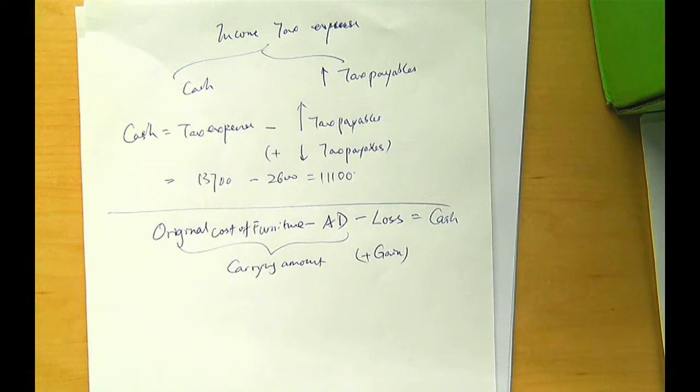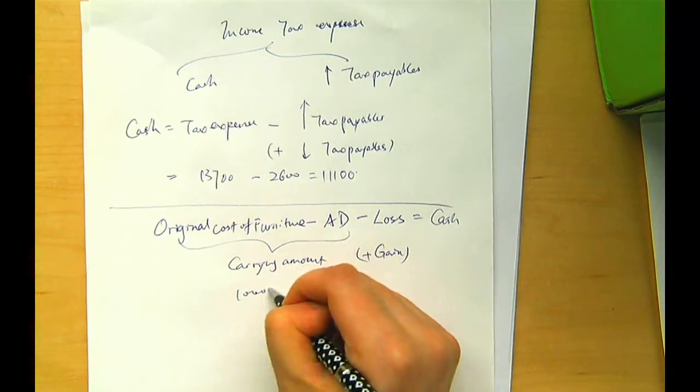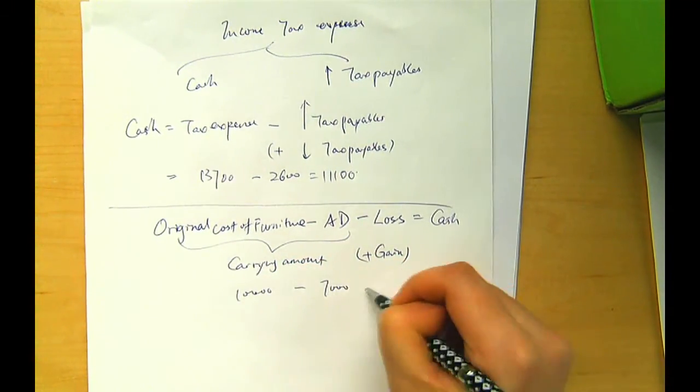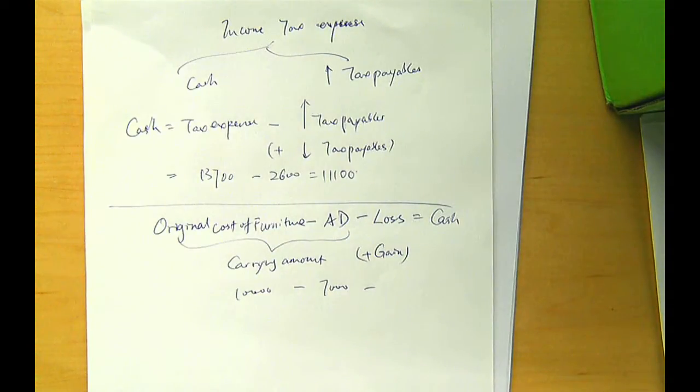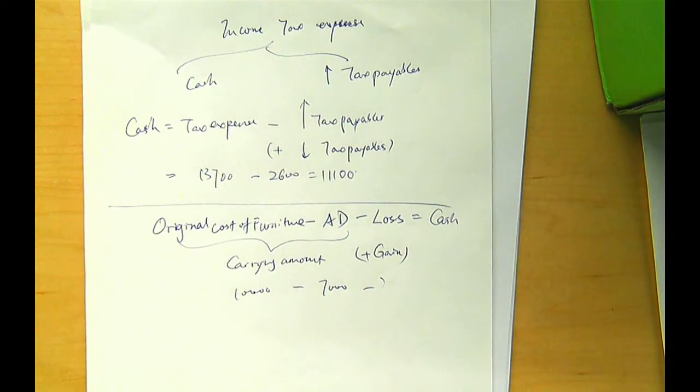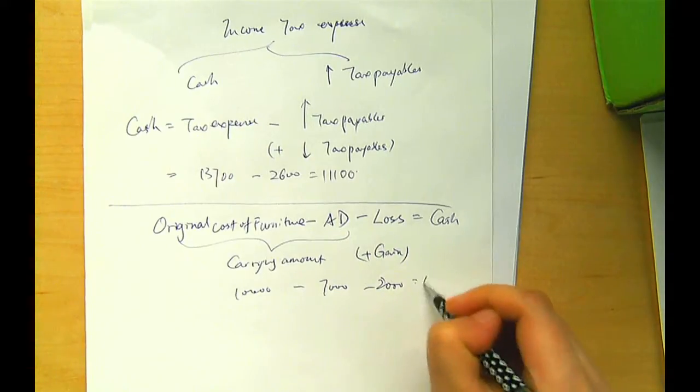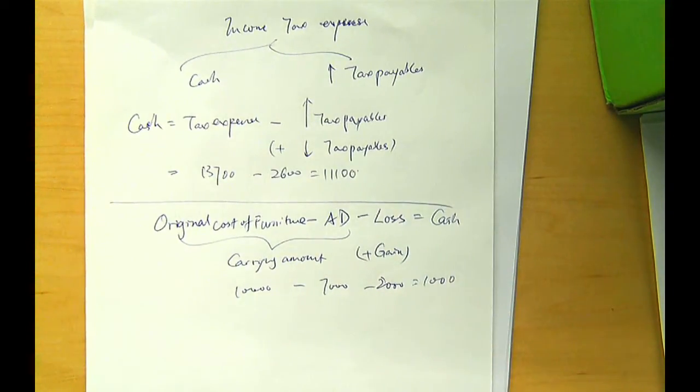10,000. Accumulated depreciation, 7,000. 10,000 minus 7,000. Loss on sale, 2,000, right here. Loss on sale, 2,000. You receive the cash of $1,000 from the sale of the furniture. It's a positive number, 1,000.